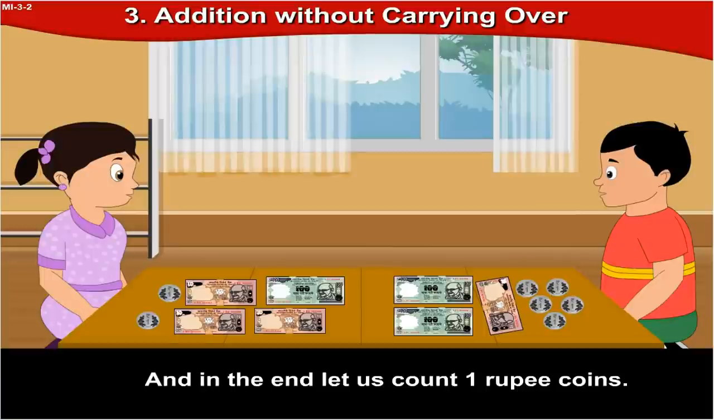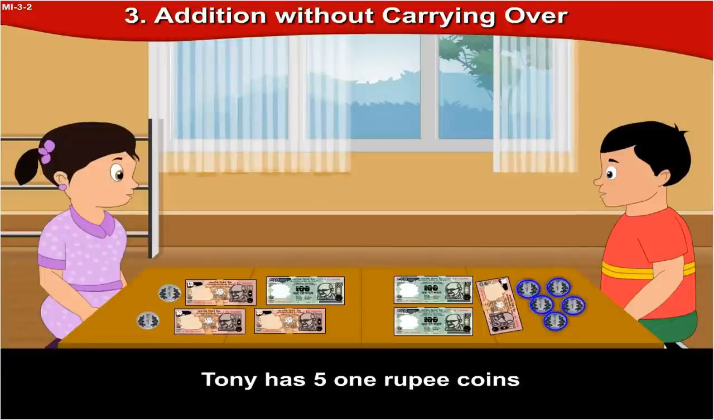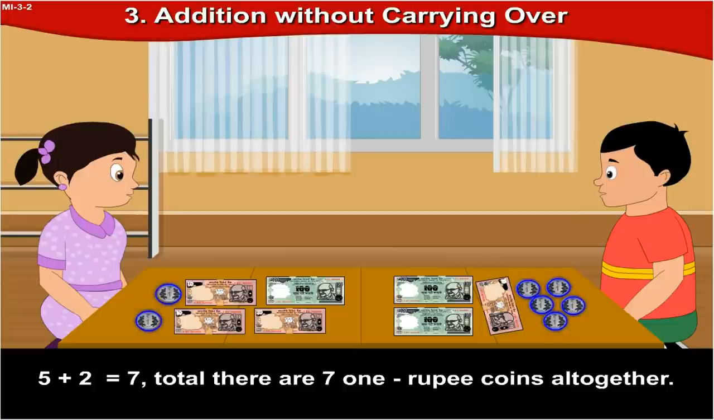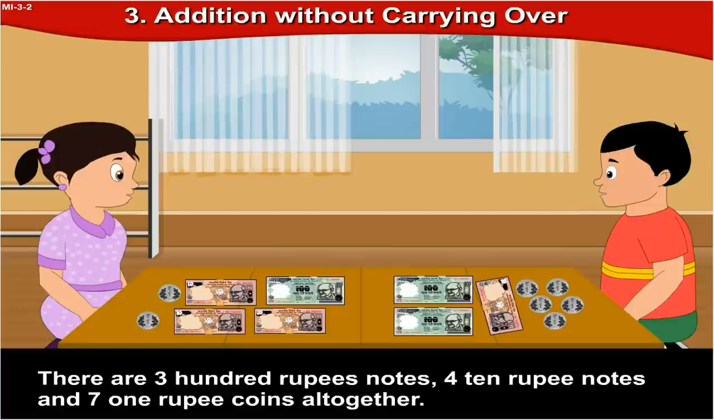And in the end, let us count the 1 rupee coins. Tony has 5 1 rupee coins and Sonu has 2 1 rupee coins. 5 plus 2 is 7. So in total there are 7 1 rupee coins, which means there are 300 rupee notes, 4 10 rupee notes and 7 1 rupee coins altogether.